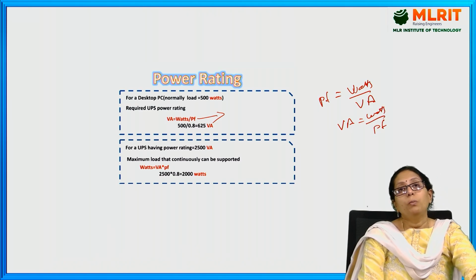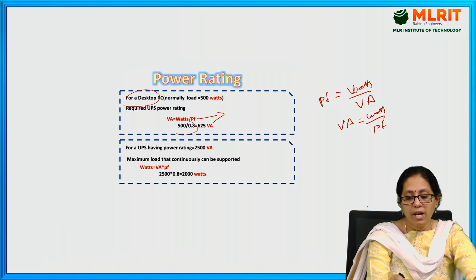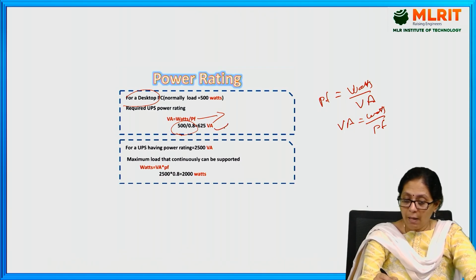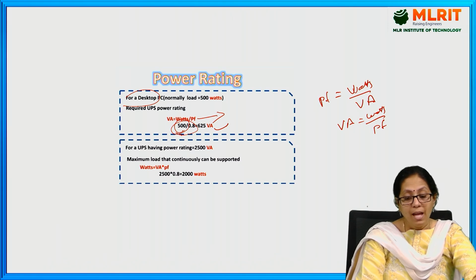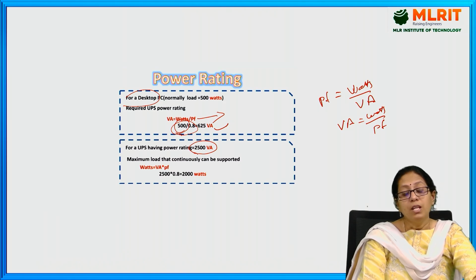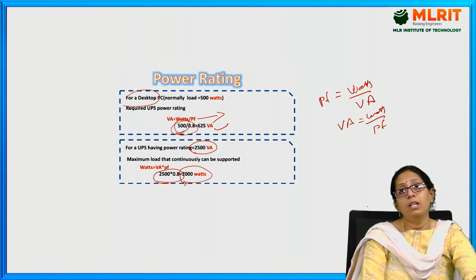So for a normal desktop UPS, it is around 500 by 0.8 power factor, that is 625 volt ampere. This is your watts power capacity. And for a UPS having a power rating of around 2500 VA, 2500 VA into power factor will give you the power rating of a device.